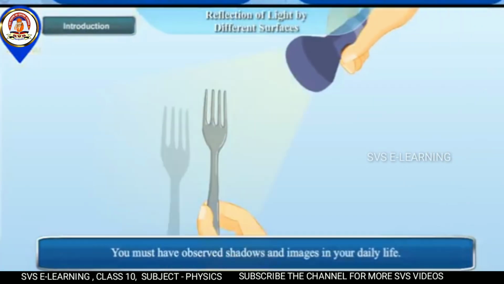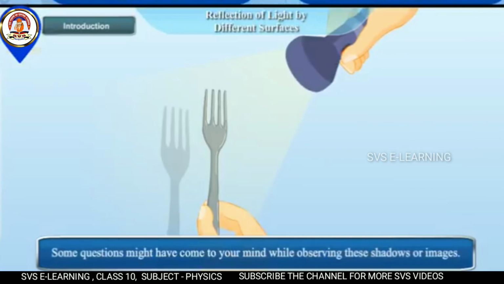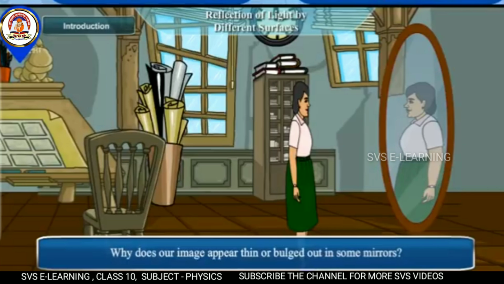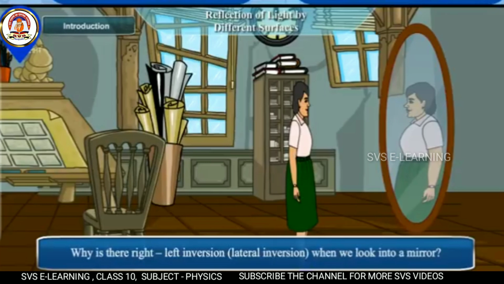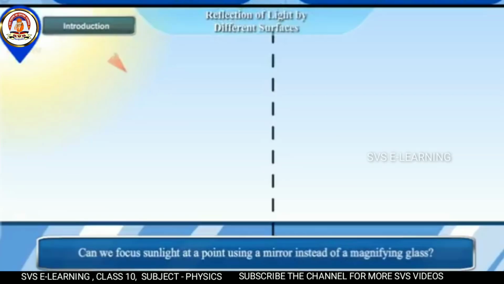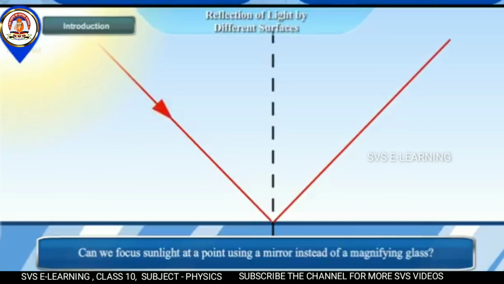You must have observed shadows and images in your daily life. Some questions might have come to your mind while observing these shadows or images. Why does our image appear thin or bulked out? In some mirrors, why is there right-left inversion? Can we focus sunlight at a point using a mirror instead of a magnifying glass?